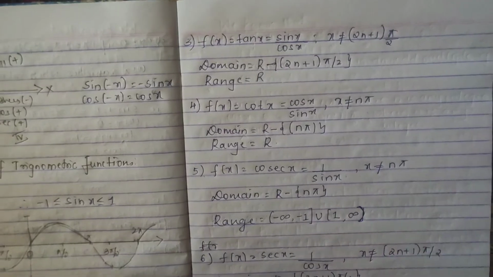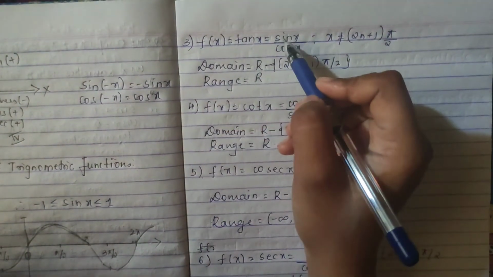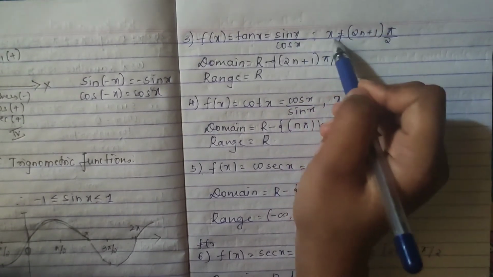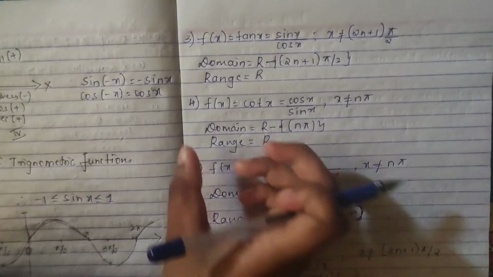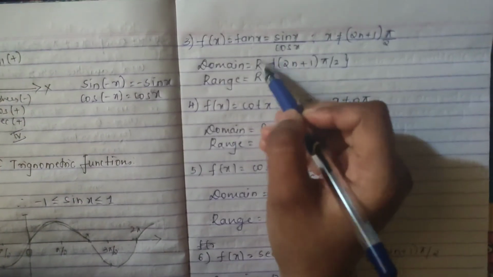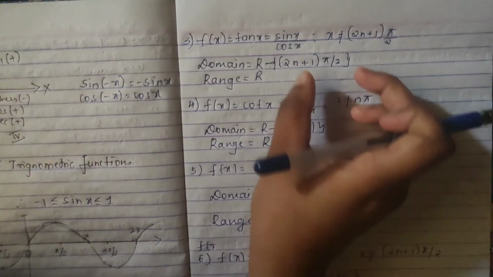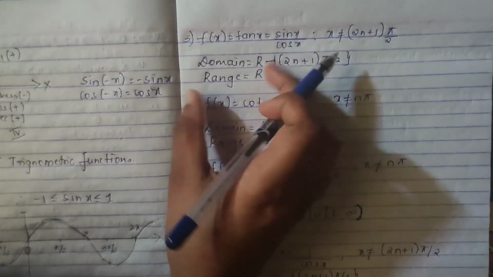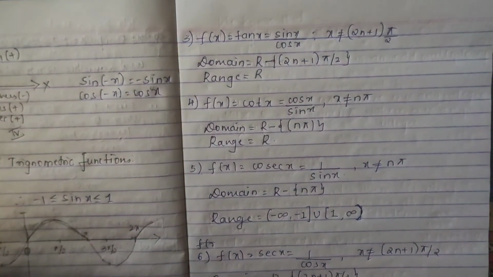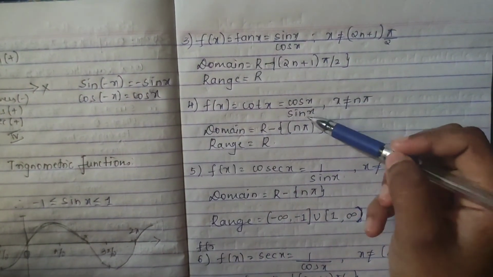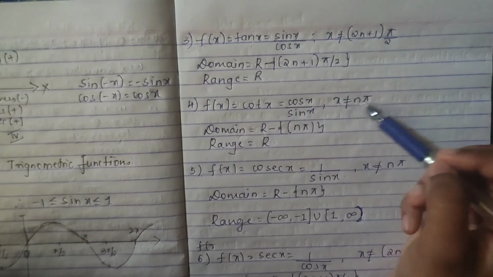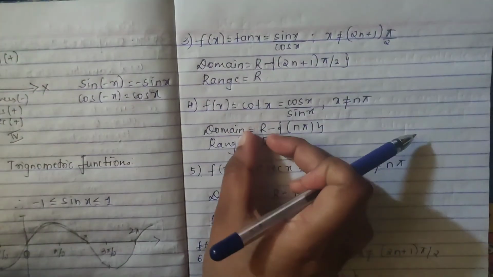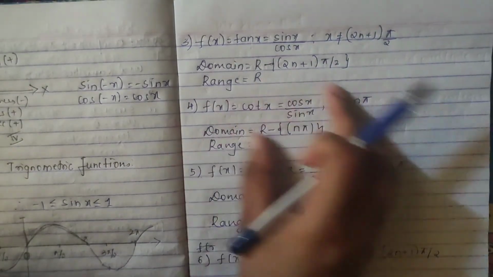Tan x is given by sine by cos, but your cos should not be equal to zero, so x is not equal to odd multiples of pi by 2. So the domain will be all the real numbers except those odd multiples. So we write R minus (2n plus 1) pi by 2, and your range will be everything, all real numbers. Same for cot x, cos by sine, but your sine should not be equal to zero, so x is not equal to n pi. The domain is all real numbers except that part, and the range is everything.